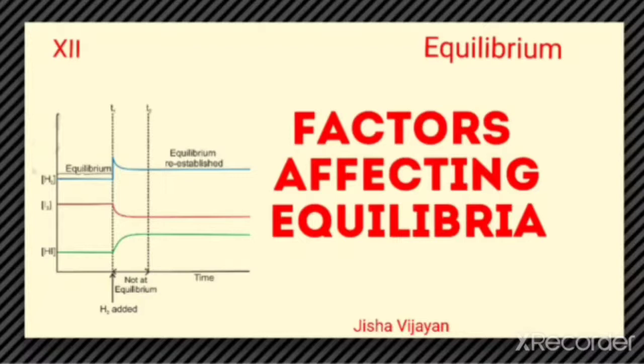So in order to predict the direction of the reaction by making a change in the equilibrium, by making a change in one of the factors affecting the equilibrium, a principle is used, that is Le Chatelier's principle. So let us discuss what this Le Chatelier's principle is.